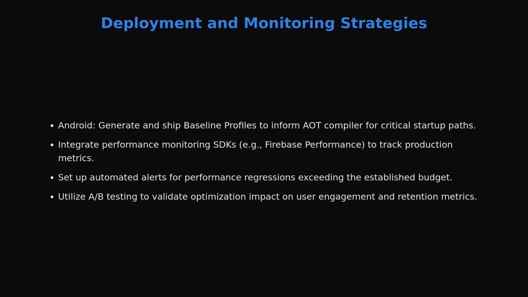Integrate performance monitoring software development kits, such as Firebase Performance or custom solutions, to track startup metrics accurately in production environments. Set up automated alerts for performance regressions that exceed the established budget threshold. Utilize A/B testing to validate the impact of major startup optimizations on user engagement and retention metrics, confirming that faster launch times correlate directly with improved business outcomes.